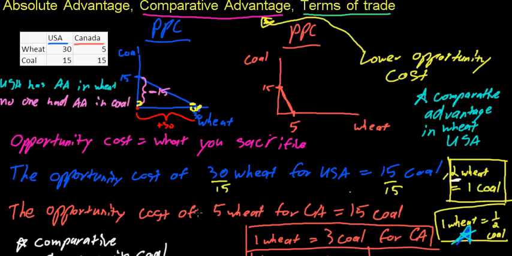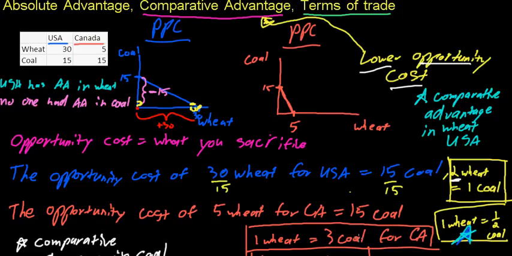And so that's all that I want to say about comparative advantage. A nation has a comparative advantage in the production of a good if it has a lower opportunity cost. And in this example, the USA had a comparative advantage in the production of wheat, and Canada had a comparative advantage in the production of coal.